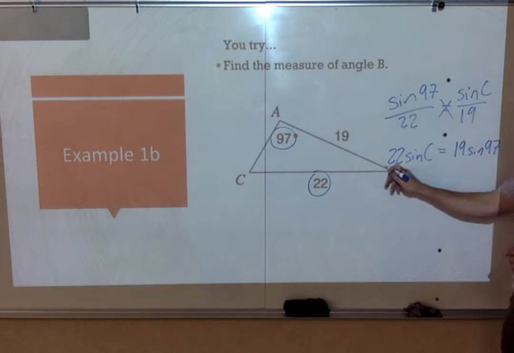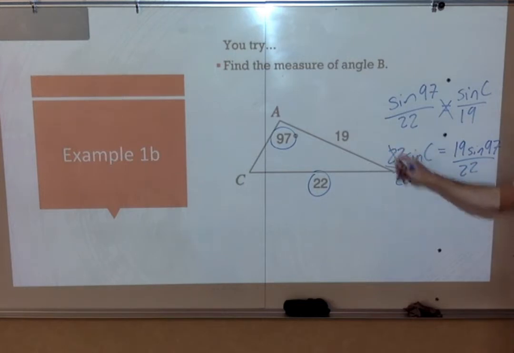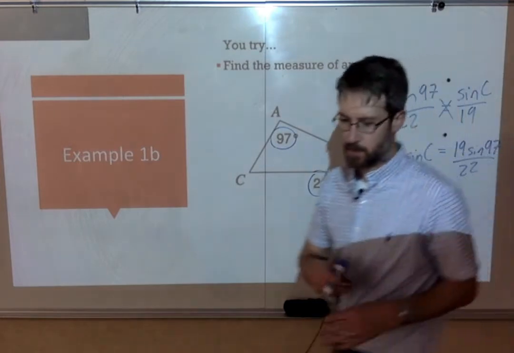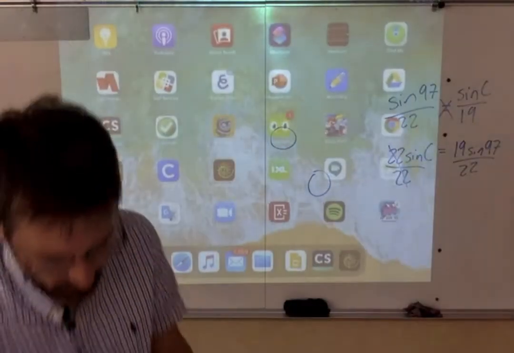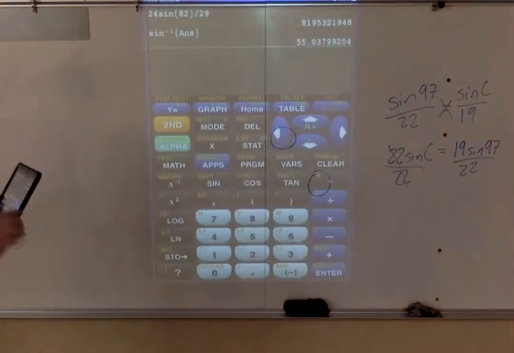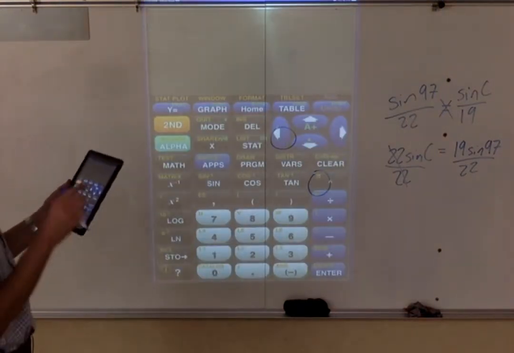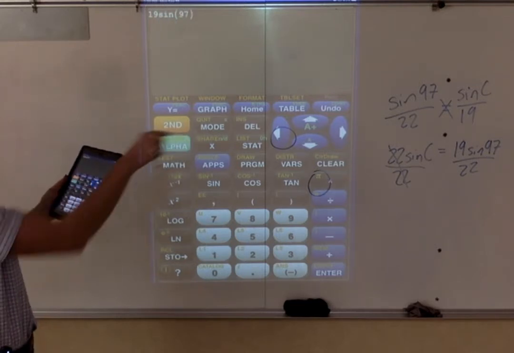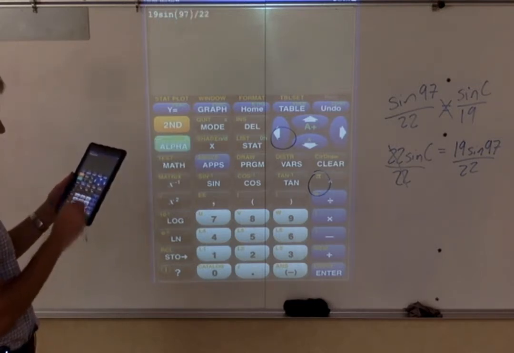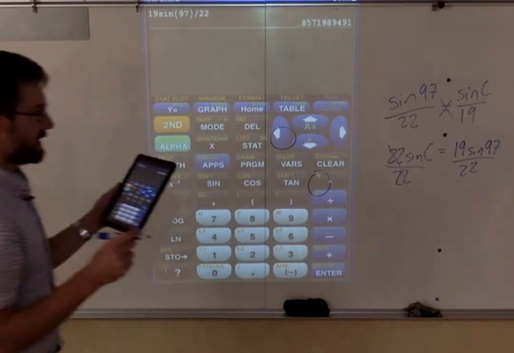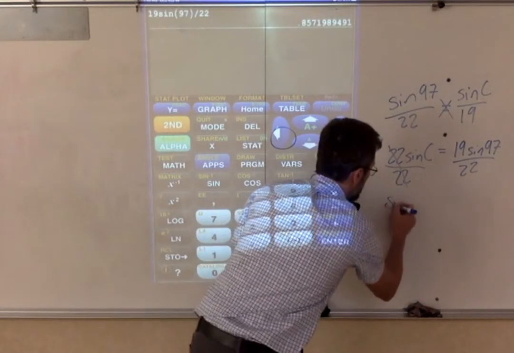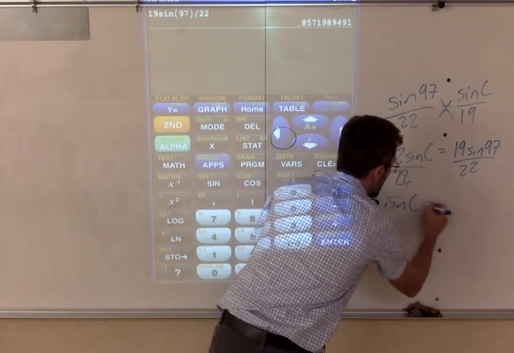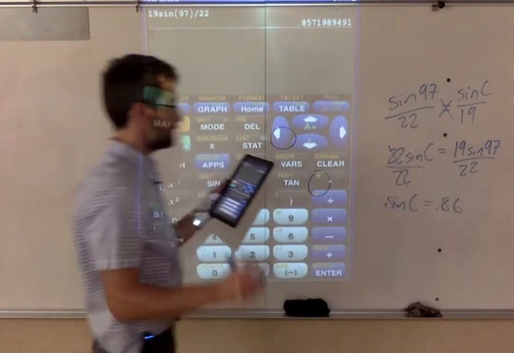Outermost layer is this 22. It's times 22, so I get rid of it by dividing by 22. And I get that sine of C is equal to all of this. So let's plug that into the calculator. All right, 19 sine of 97, that's the entire top of the fraction, divided by 22, the bottom of the fraction. And we get about 0.86. So we know that sine of C is about 0.86.